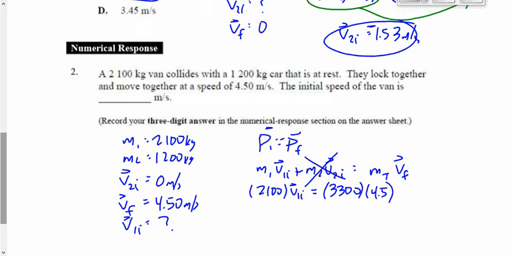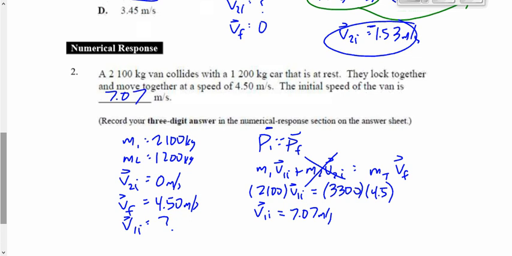Would you expect this V1I to be bigger or smaller than 4.5? Before we even calculate anything, bigger or smaller? Bigger? Yeah. Look, we have to have the same momentum before and after, right? If we have the same momentum before and after, but the mass goes up, then the velocity must go down. If the velocity goes down, then V1I must be bigger. In fact, it is. When we solve for it, it works out to be 7.07 meters per second, which is bigger than 4.50.